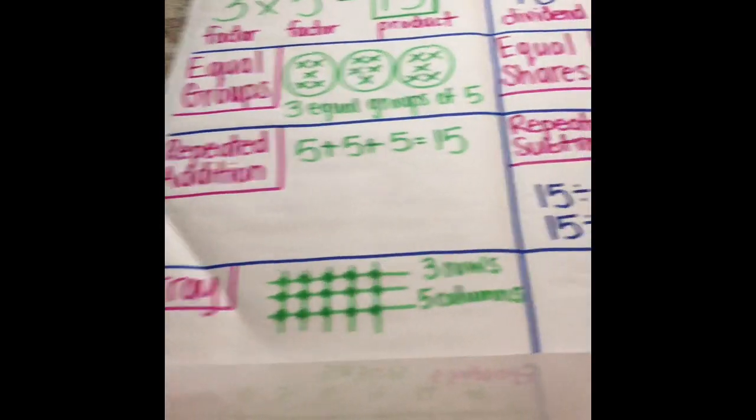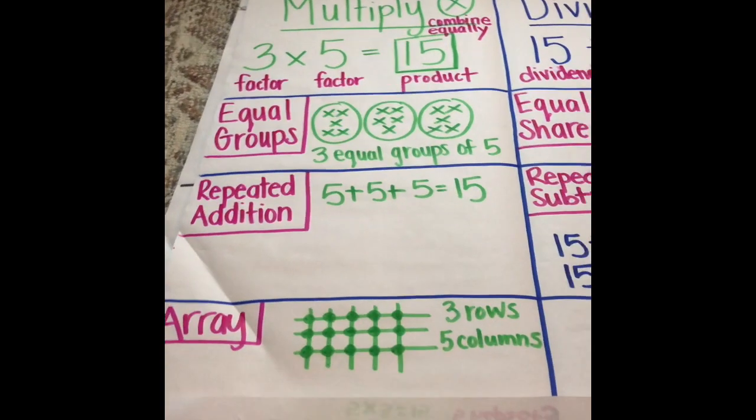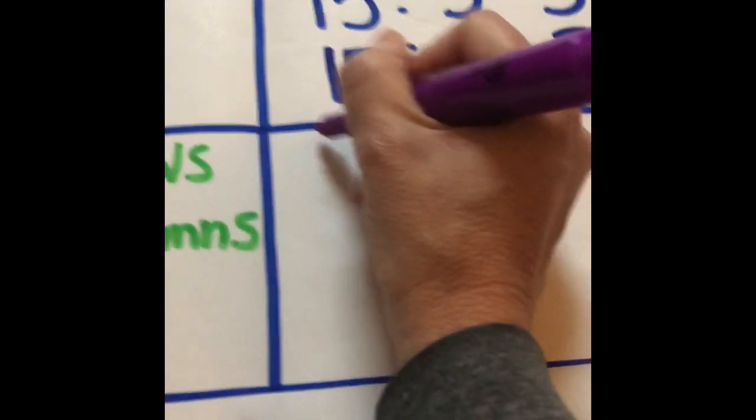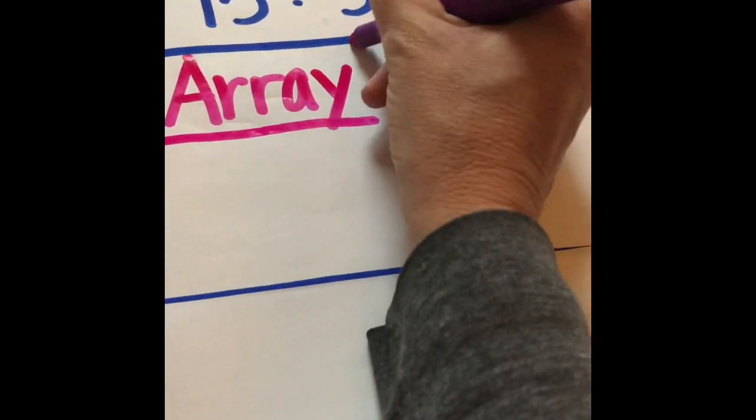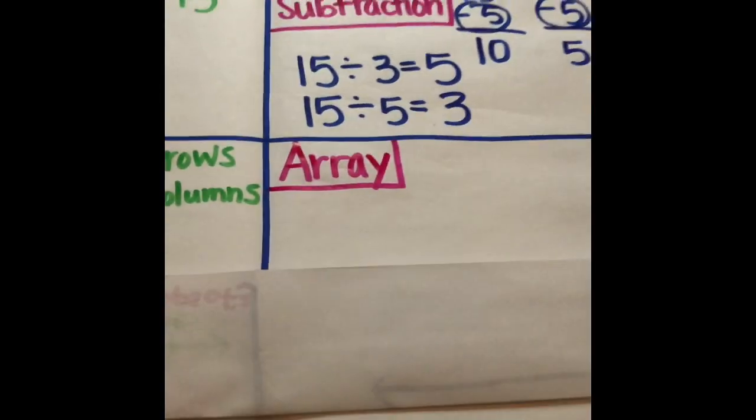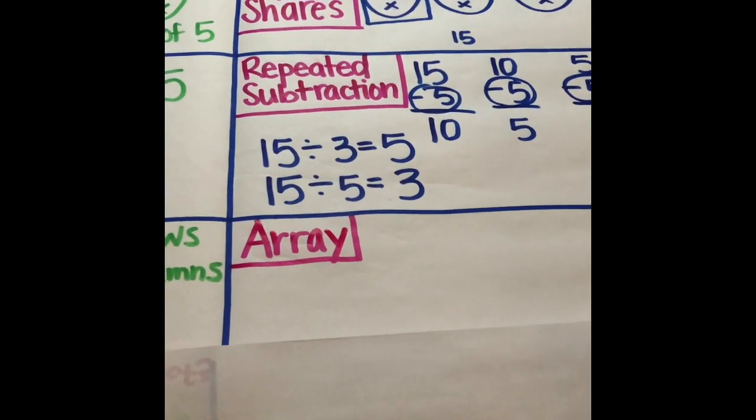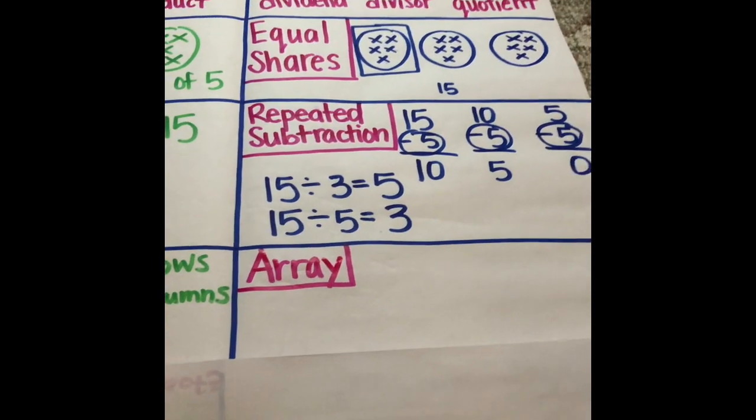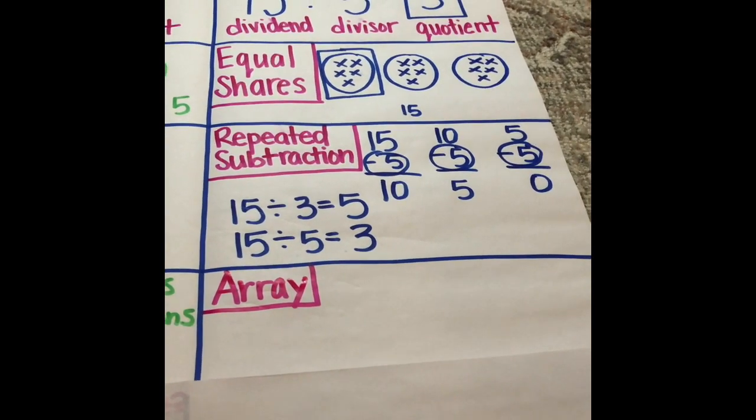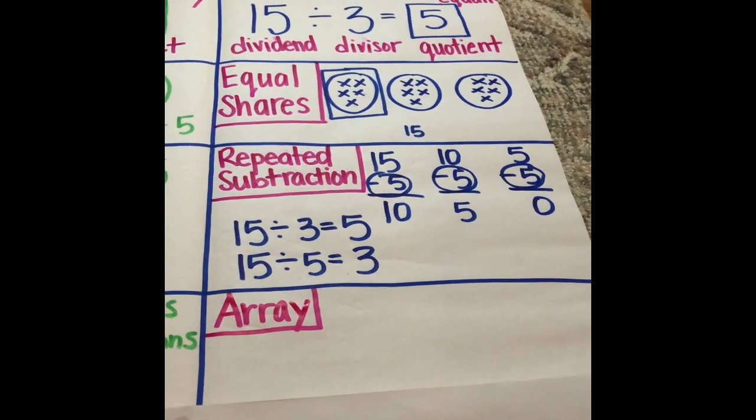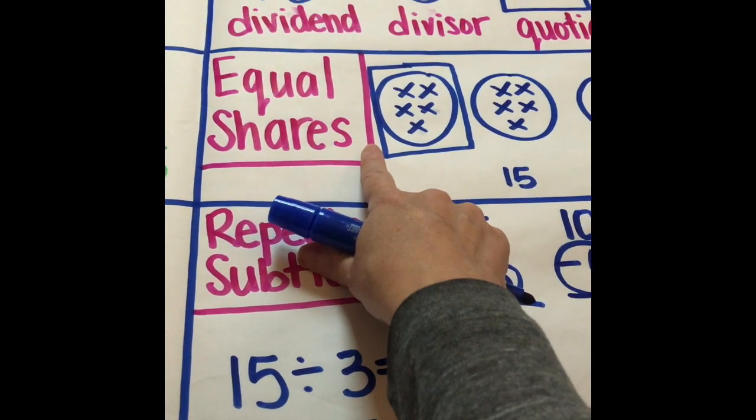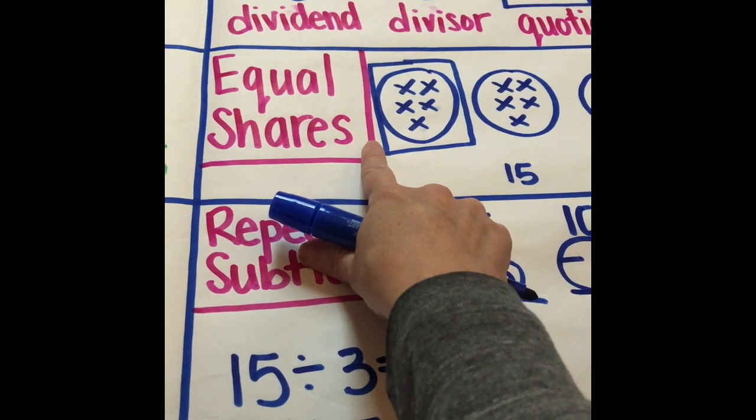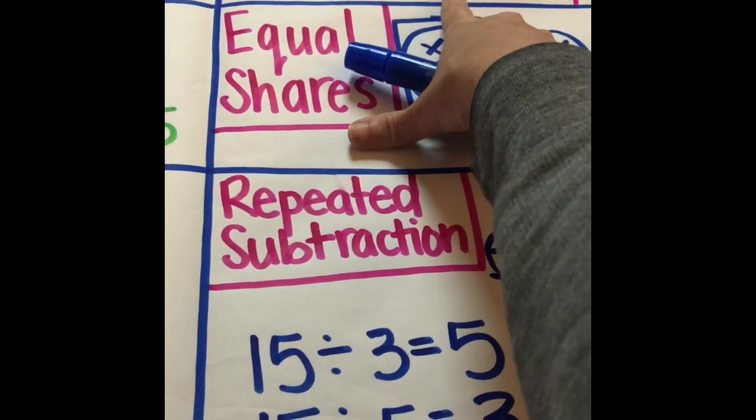So our array for division is going to work in a very similar way. It's got the exact same name, so we're going to just go ahead and write array again. We're still going to be using our rows and columns. We're just going to be doing it in a little bit different of an order. So an array is a lot like our equal shares. So the first thing we're going to do is we're going to draw our rows. And the way we determine our rows is we look at our divisor.